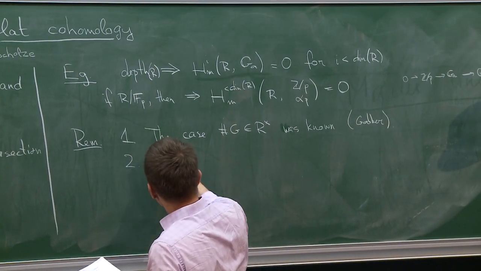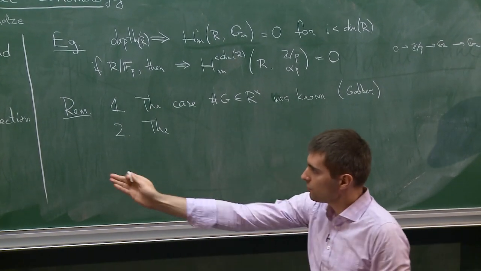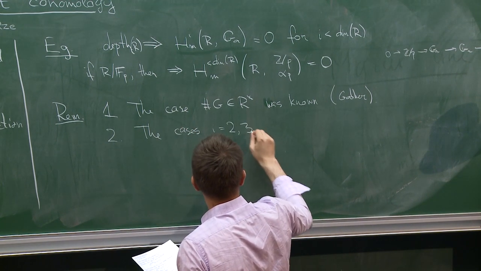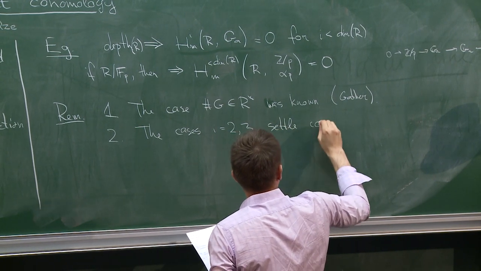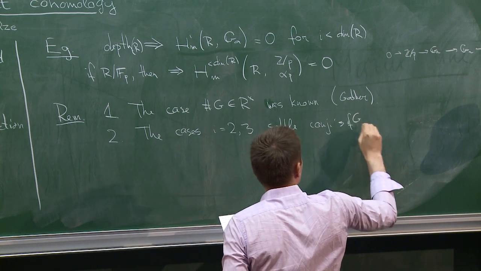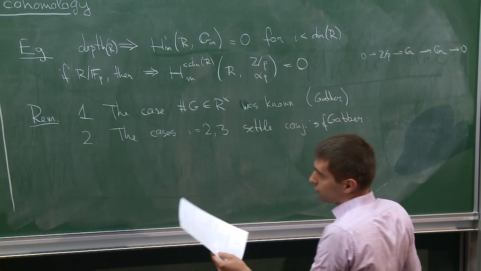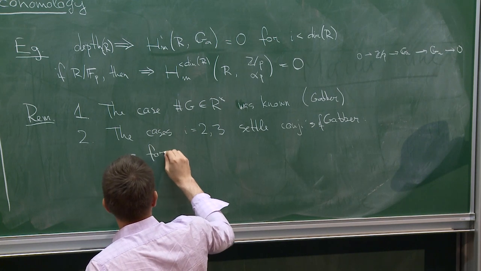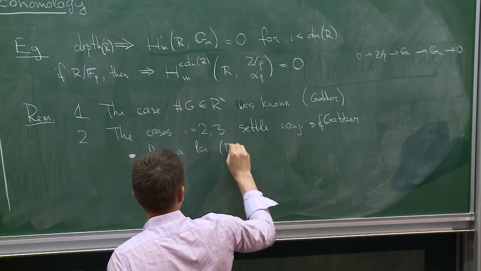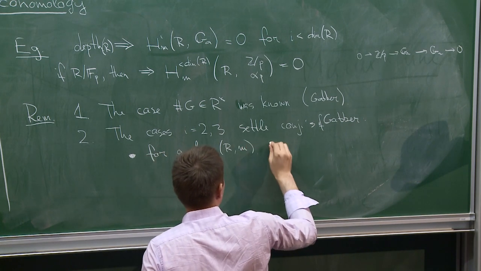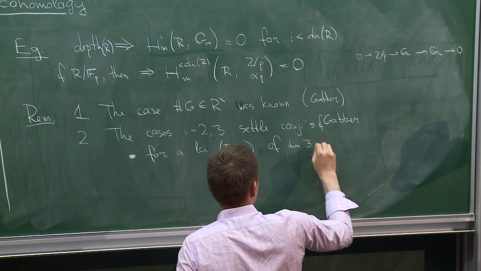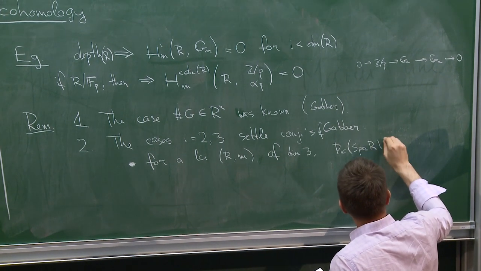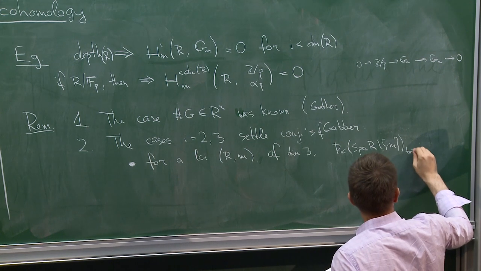And the low cohomological degree cases of this theorem settle conjectures of Gabber. More precisely, the cases in cohomological degrees 2 and 3 give the following more concrete geometric consequences. In cohomological degree 2, we get that if one has a local complete intersection Noetherian local ring R with maximal ideal M, of dimension precisely 3, then the Picard group of the punctured spectrum of R has no non-trivial torsion line bundles.